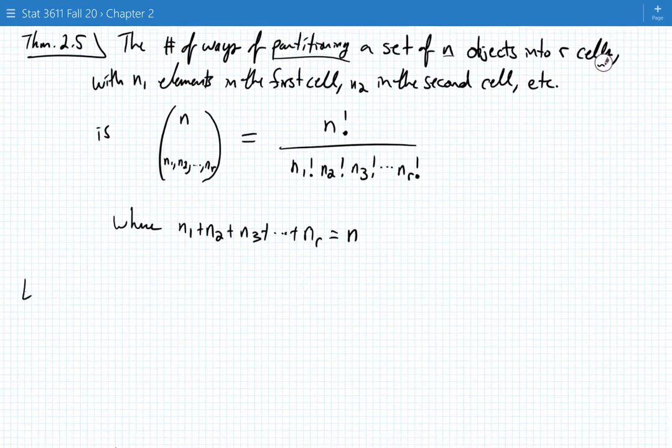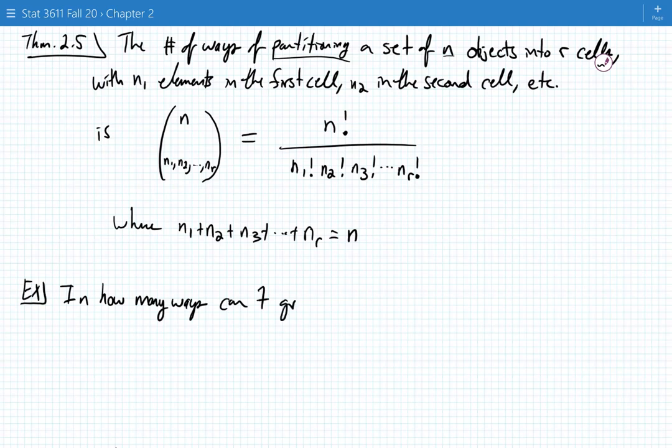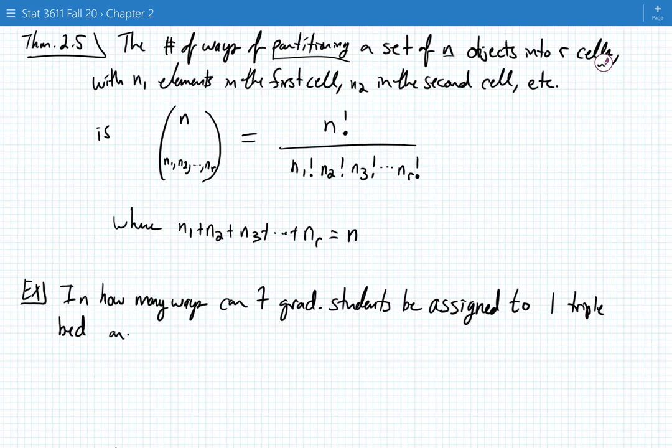Let's put an example to this to try to help clarify. In how many ways can 7 graduate students be assigned to 1 triple bed and 2 double bed hotel rooms during a conference?